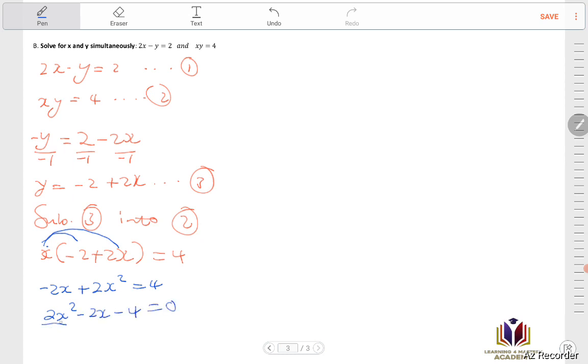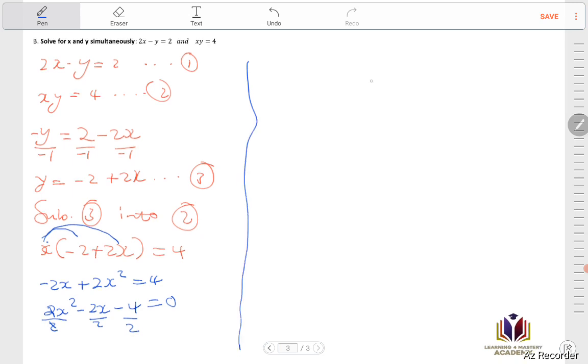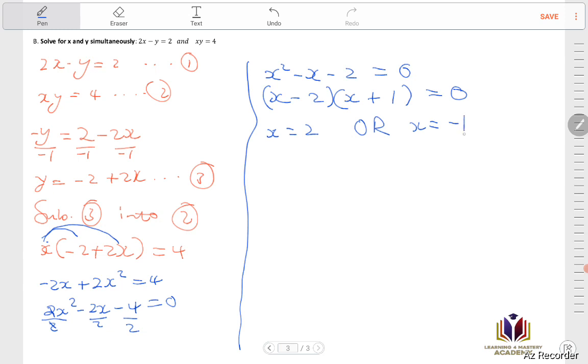Thus, we can then divide everything by 2, which brings me to x squared minus x minus 2 equals 0. Let me write this x properly. There we go. Then from here we can get the factors: open bracket x minus 2, close bracket, open bracket x plus 1, close bracket. So x equals 2, or x equals negative 1.